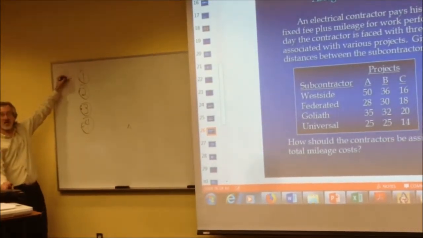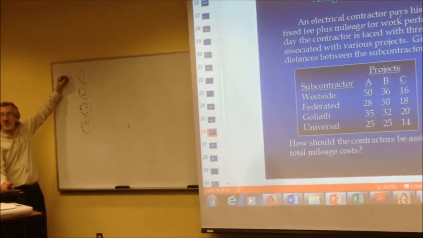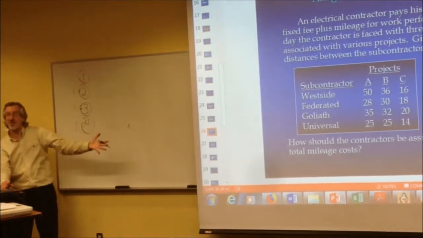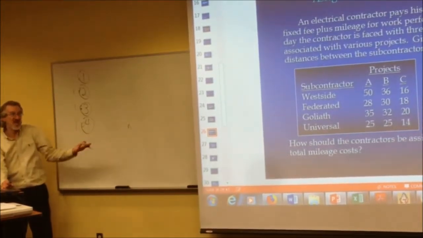I've got to put my supply numbers on the outside. What do I put here? 1. Only one subcontractor could go to 1 project. That's why we're using assignment. That's kind of the big hint.